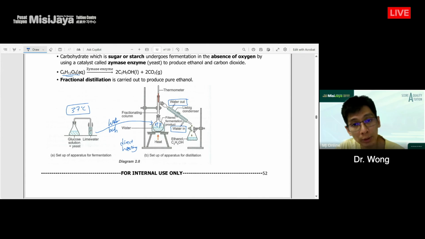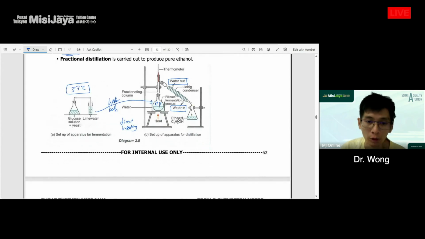So what is the property of ethanol? It is colorless and has a sharp smell. If you burn it, it will light up with a blue flame. Is it acidic or basic? No. No reaction with litmus paper. Okay, so please remember a few of the general characteristics of alcohol.